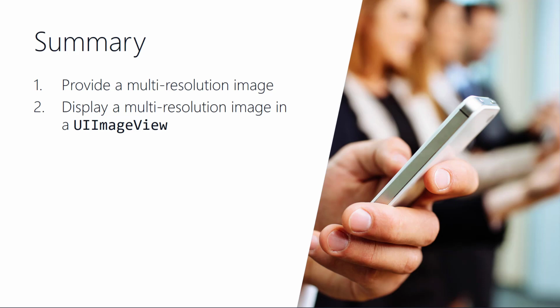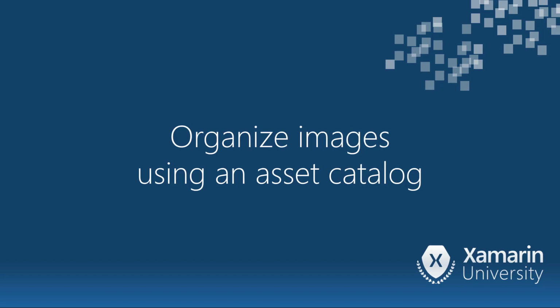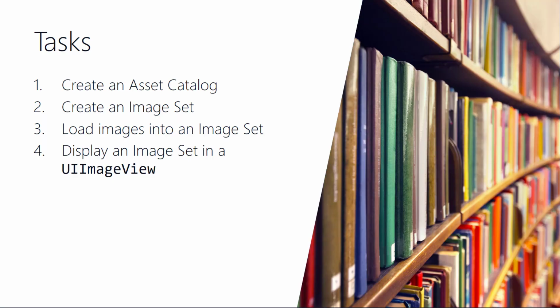All right, so now we know how to provide a multi-resolution image and also how iOS will choose and display it inside of a UI image view. The last thing that we're going to talk about for today is how we can organize our images using an asset catalog instead of that naming convention. So we'll first look at how we can create an asset catalog and how we can create an image set inside of it. Then we'll look at how we can load images into the image set and then display it in a UI image view.